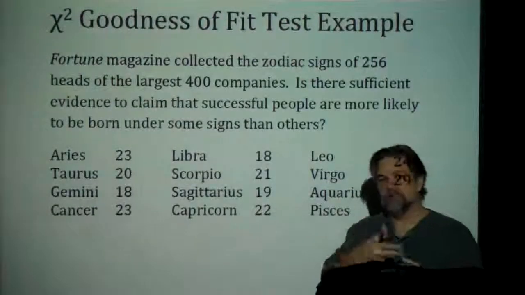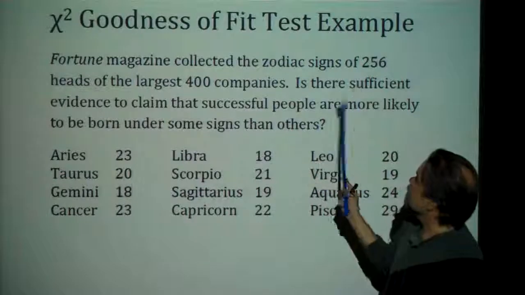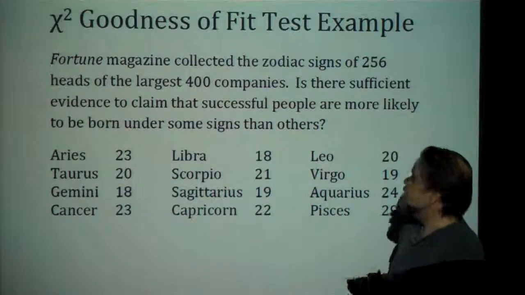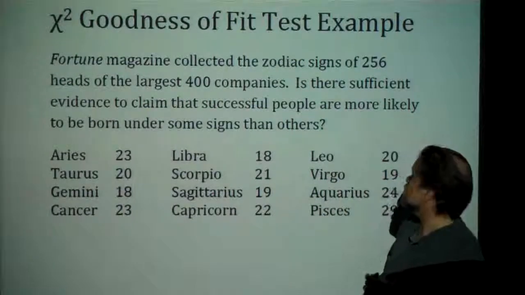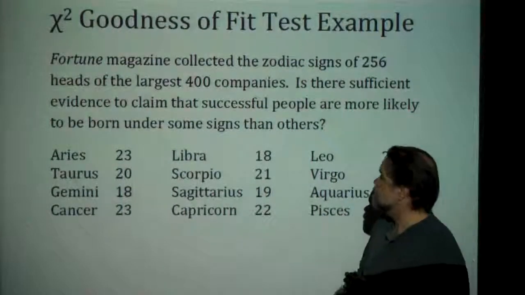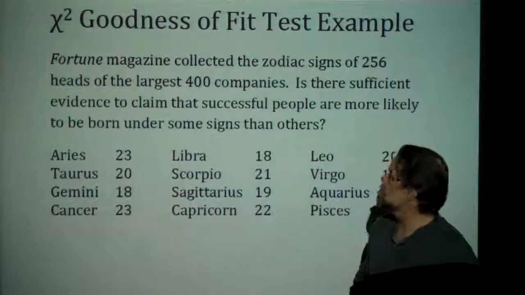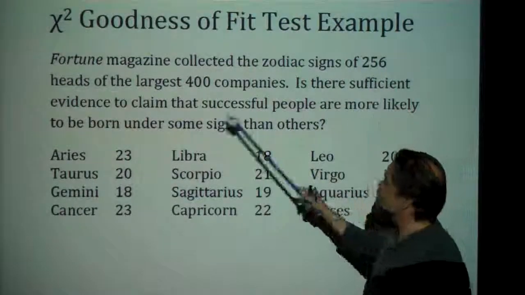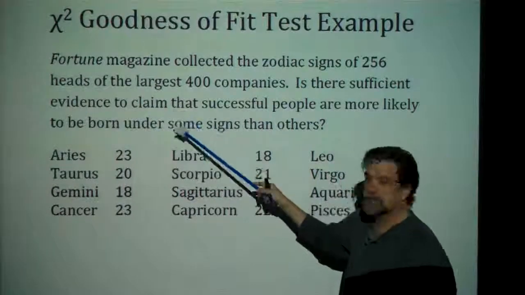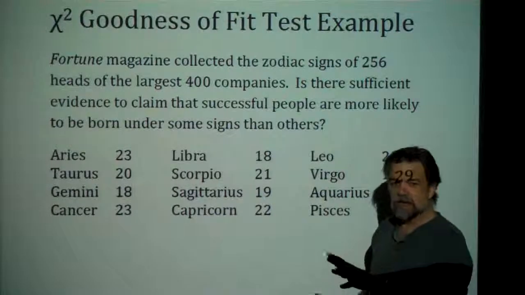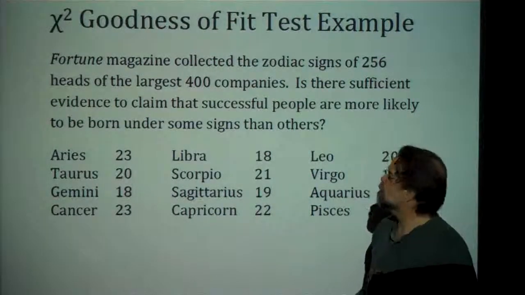So here's a good example. Fortune magazine collects the zodiac signs of 256 heads of the largest 400 companies. Is there sufficient evidence to claim that successful people are more likely to be born under some signs than others? As always, as soon as you see the magic words, is there sufficient evidence to claim, that's the alternative hypothesis, okay? Evidence means alternative hypothesis.